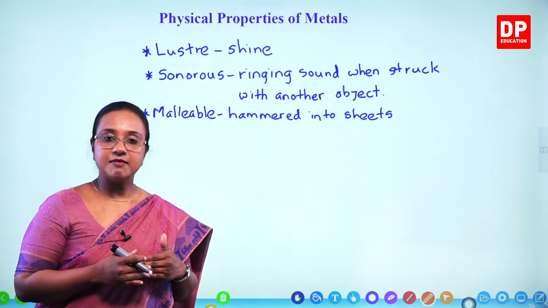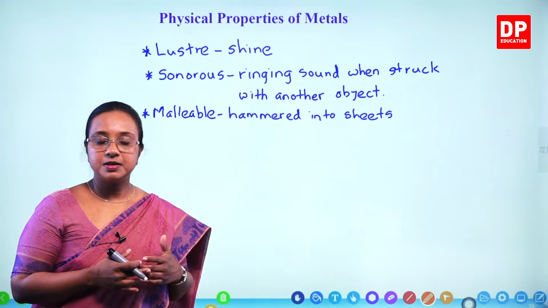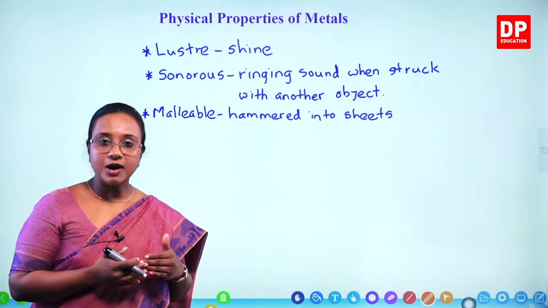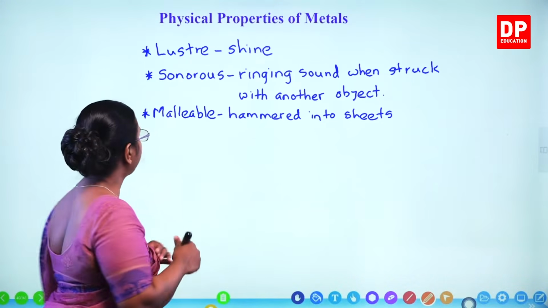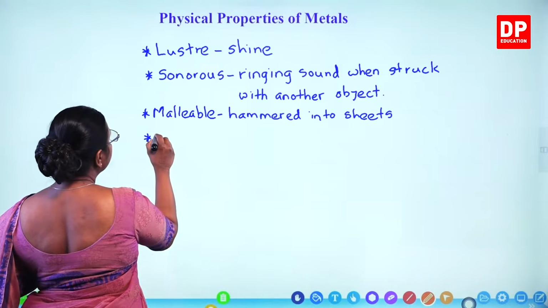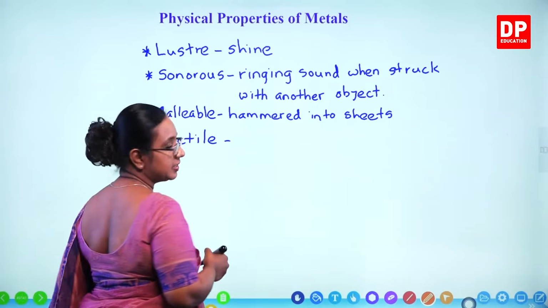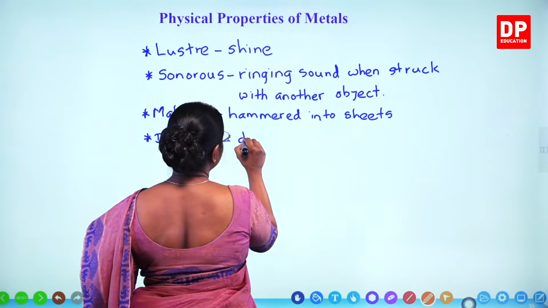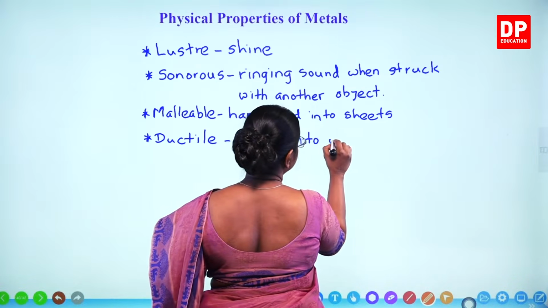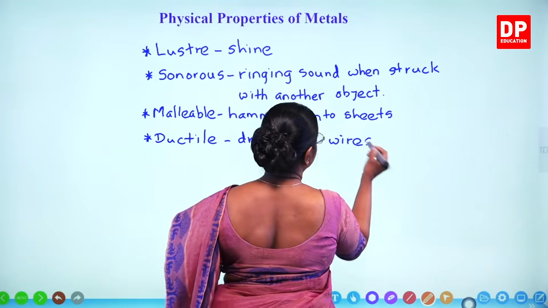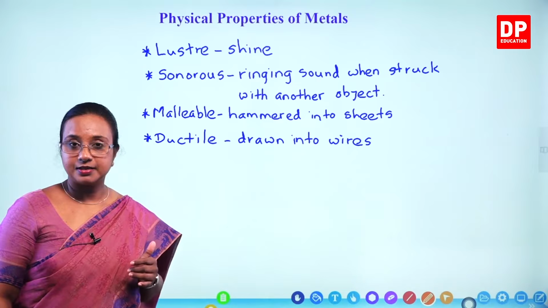We use this in our household. We have sheets of metals for different purposes. We have the conducting wires. These are drawn into wires. That property is known as ductility. So ductile is another property of metals. They can be drawn into wires. We have seen luster, sonorous, malleable, ductile.